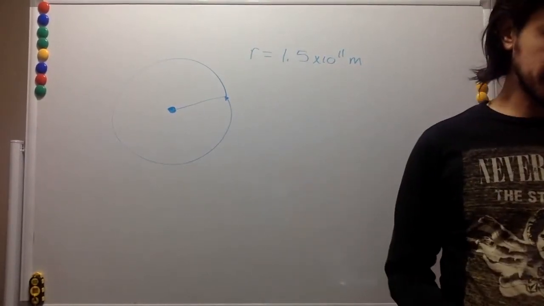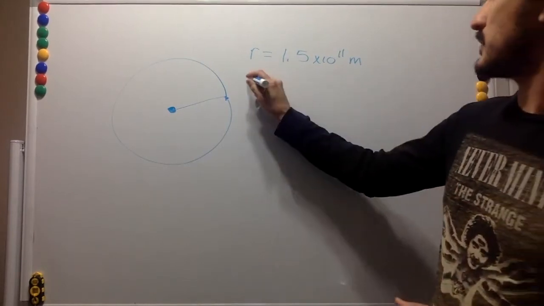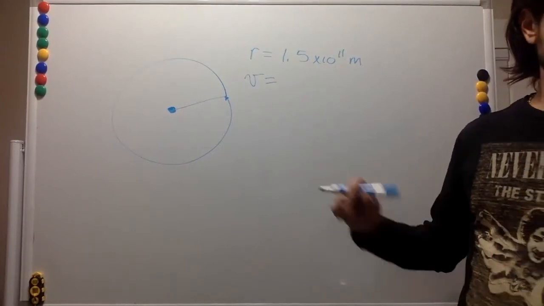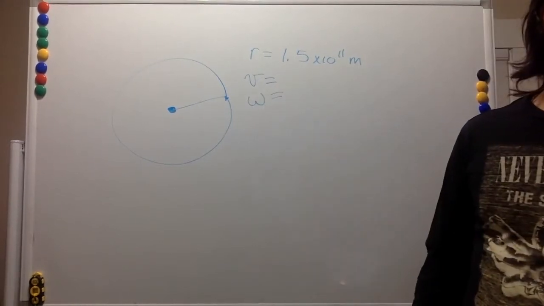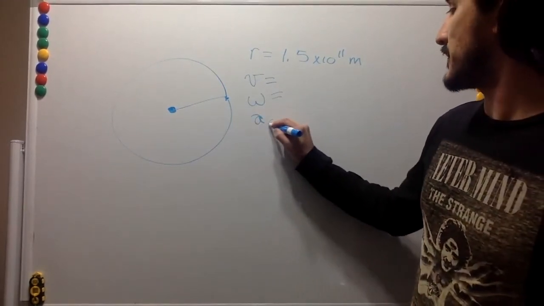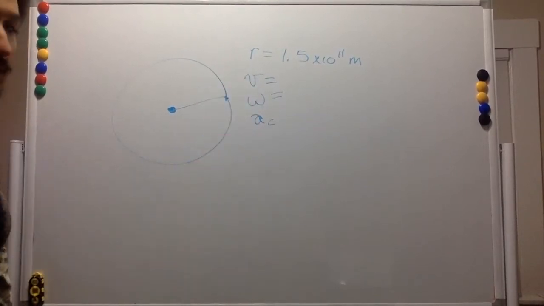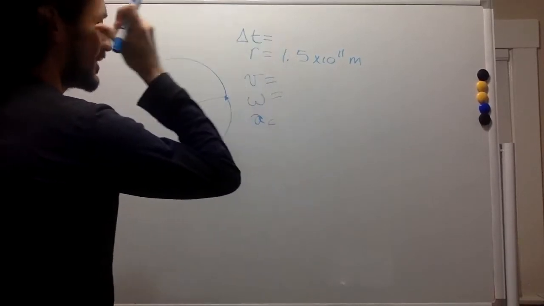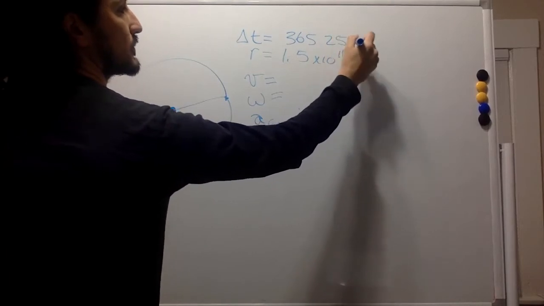That's the radius. And for this problem, we have to find the velocity. So, linear tangential velocity, the angular velocity, and the centripetal acceleration. And of course, to get these quantities, you need a time. So time is going to be 365 days.